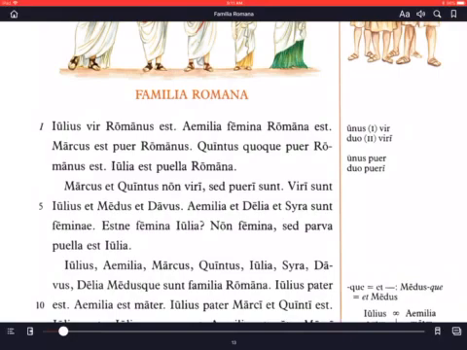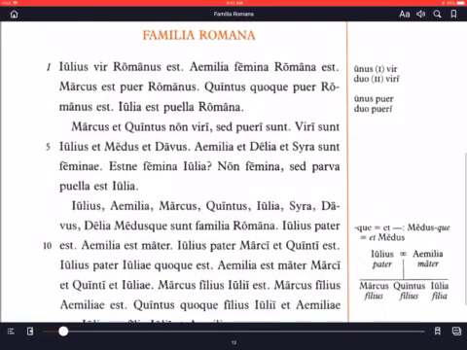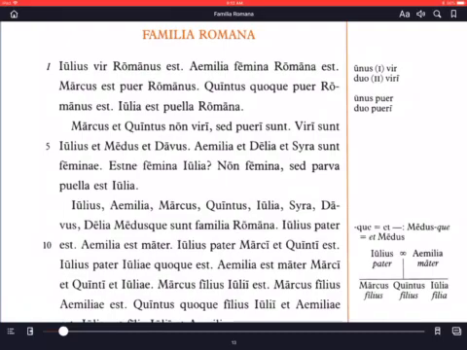Alright, viri sunt Julius et Medus et Davus. The men are Julius and Medus and Davus. Aemilia et Delia et Syra sunt feminae. Aemilia and Delia and Syra are women. Esne femina Julia? Is Julia a woman? Non femina, sed parva puella est Julia. Not a woman, but a small girl is Julia. Now we would change the word order and say Julia is not a woman, but a small girl.